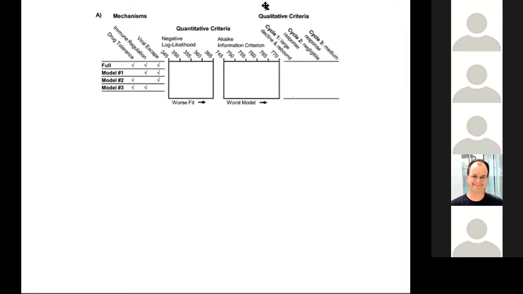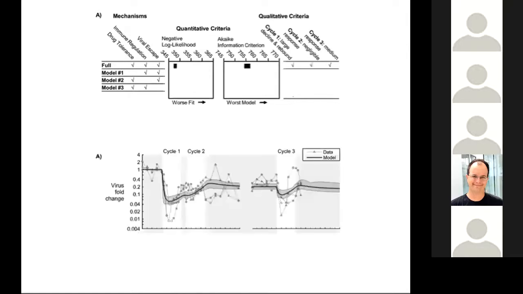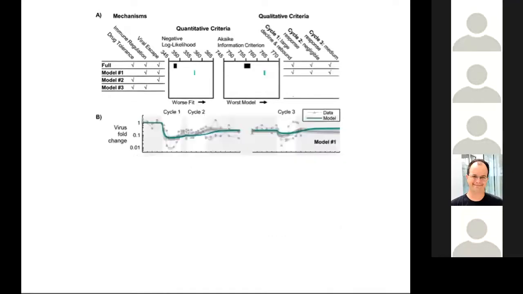And then we're also looking at qualitative criteria, where we're asking how well they capture the dynamics in each of these cycles qualitatively. So again, if we have our full model calibration here, here's where those quantitative criteria land, and it is able to produce all of these qualitative features. So now if we look at each of these models independently, model number 1 can capture all of the qualitative behaviors. The quantitative metrics are a little bit worse, but overall the fit's not too bad.